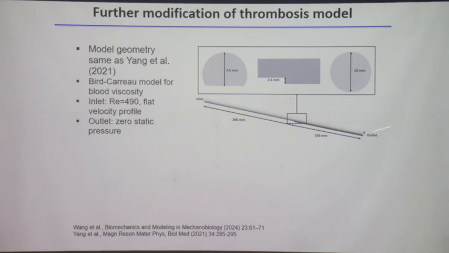And then you have a boundary condition here, and because the tube is long enough, it's fine to assume a zero static pressure at the outlet. So let's see what the simulation looked like.